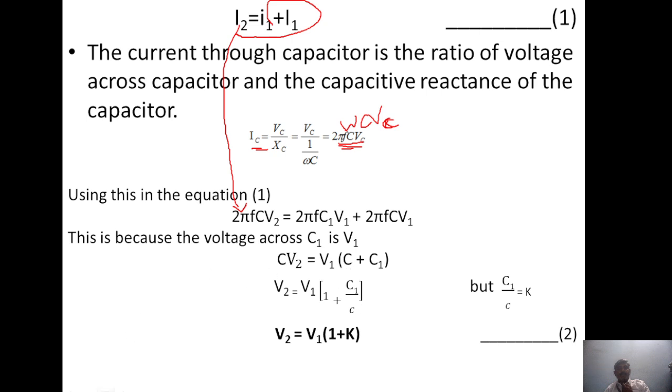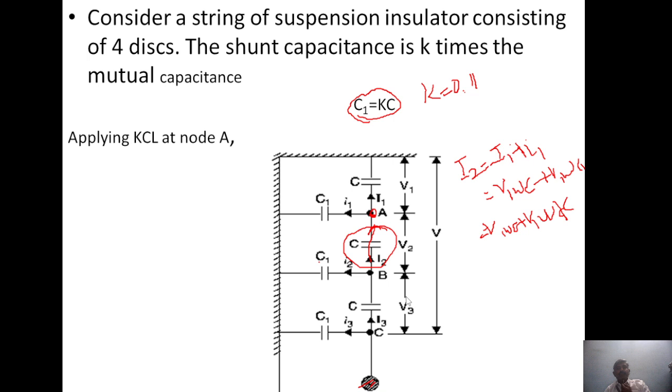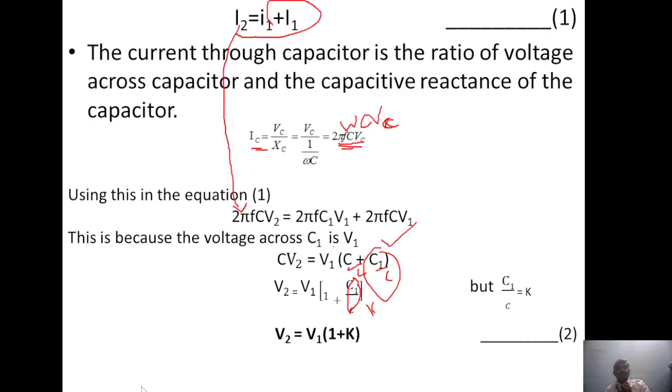In the two terms you take C outside. Taking C outside means C by C becomes 1, so the C1 by C term remains. C1 by C you can call K, because I already told you K is the fractional value. So K is equal to C1 by C. Therefore V2 is equal to V1 into 1 plus K.